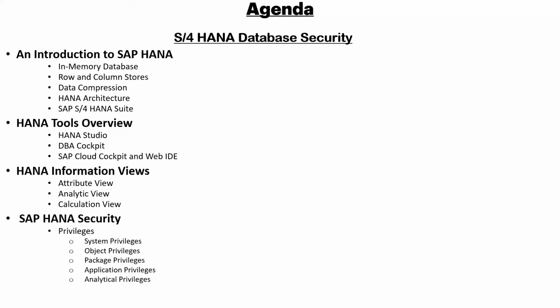And then we will come down into our core aspects of HANA security. So we will look at privileges. We will look at all the standard privileges, and we will also take a deep dive into analytical privilege, which we will be building. So analytical privileges will be built on top of your information views. So that's why I put information view first.